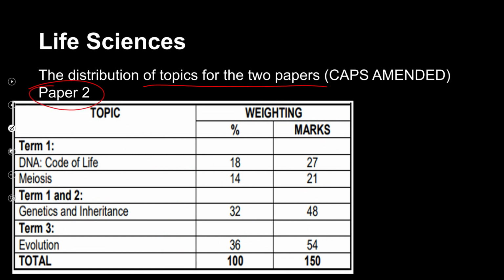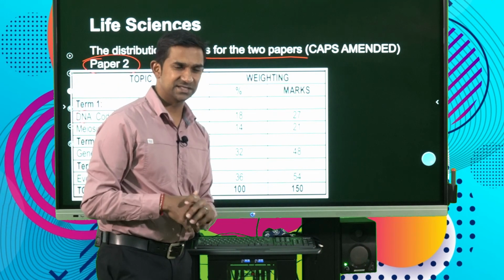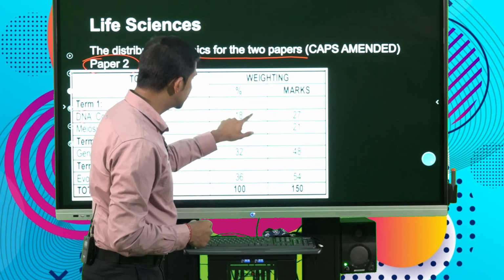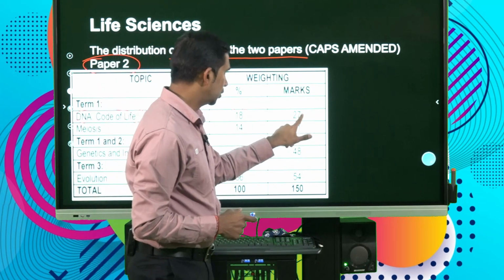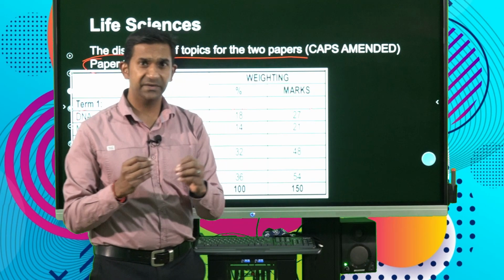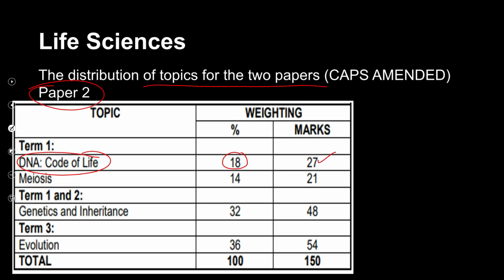Paper 2 consists of DNA, which is the code of life, which includes the processes, the structure of DNA, mRNA, and the concepts around protein synthesis, as well as DNA replication. And that makes up 18% of this paper. A good 27 marks that can easily be accessed, guys. Knowing the structure of DNA, RNA, and comparing them with each other, the structural differences, will give you around 27 marks to be able to access.